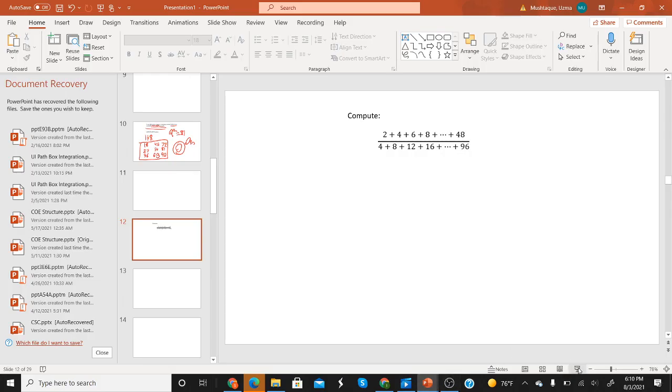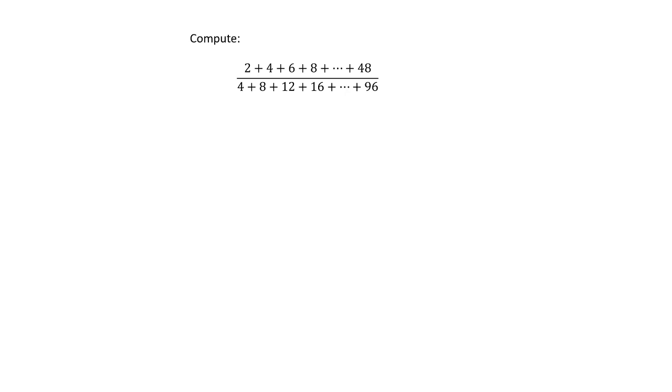Alright, so in this 10 problem solving walkthrough, we are going to be doing some arithmetic sequences. So let's get started. So we have a problem here. We're asked to compute an arithmetic sequence divided by another arithmetic sequence.